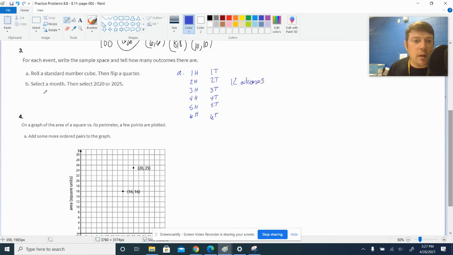All right, so for the other one, let's do B down here. This will be easy. Let's do a quick tree diagram. So months: January, February, March, April, May, June, July, August, September, October, November, December, and stemming from each of them, 2 years, either 2020 or 2025. So 2 coming out of each.